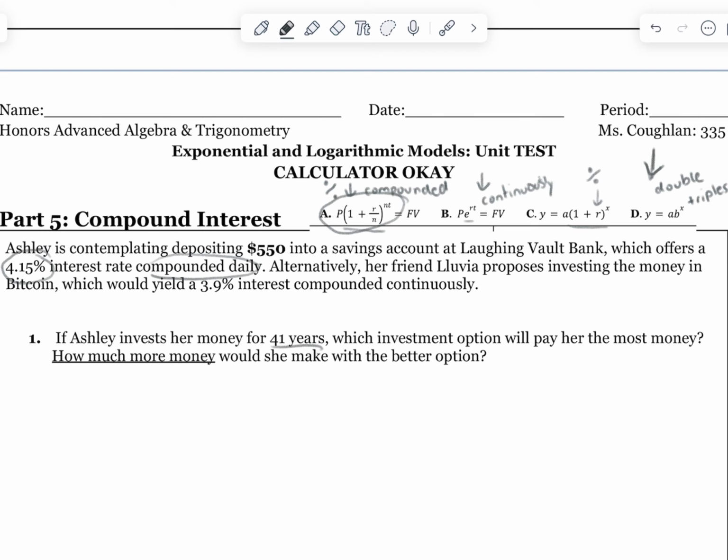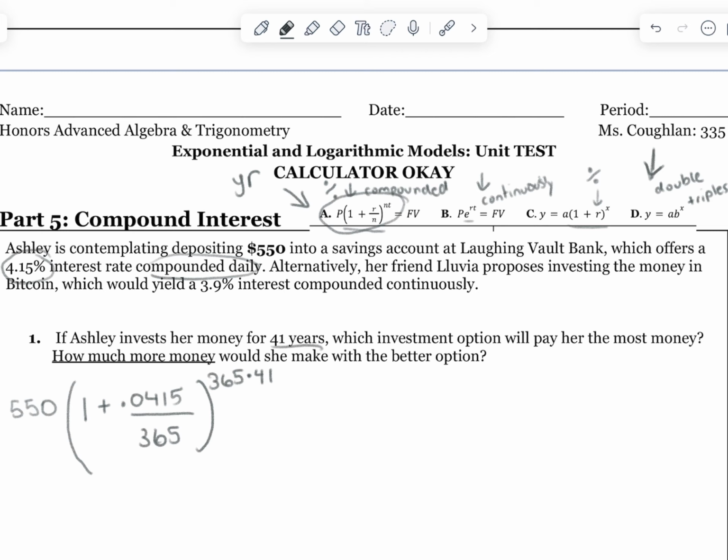So my P is 550. My R is going to be 0.0415. And it's compounded daily. This formula is in reference to a whole year. So how many days do you have in a year? 365. And then to the power of 365 times 41 years.